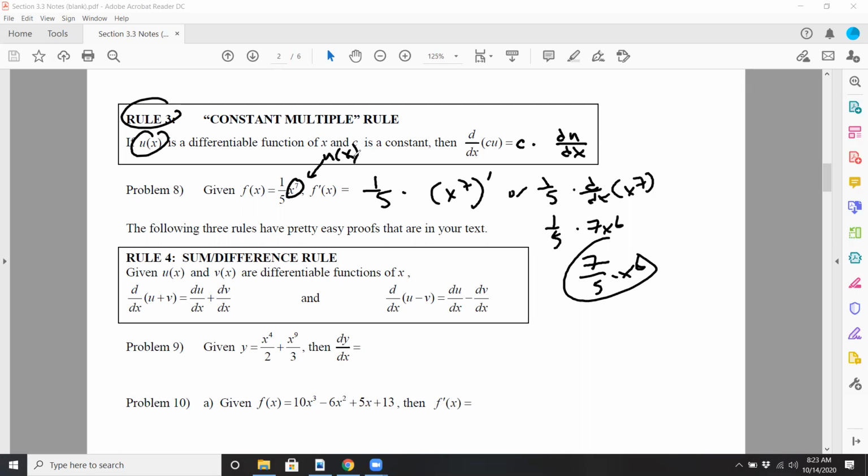We got some more examples to talk about, and we're going to end after problem number 11.